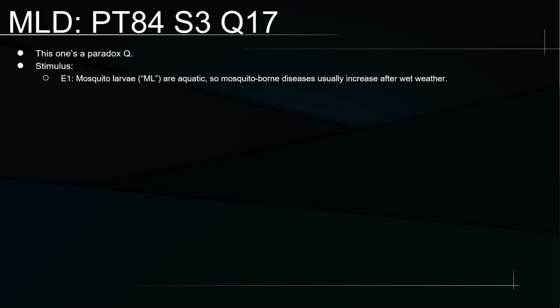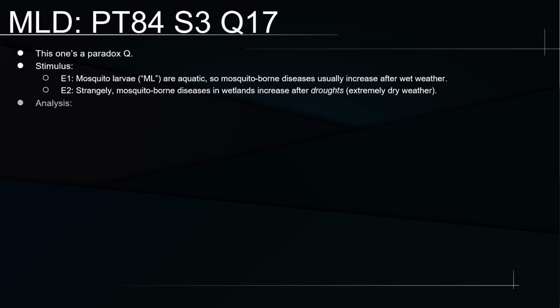So the first element of this stimulus is that mosquito larvae, which I'll just say ML for short, they're aquatic. And so they tell us that as a result of that, mosquito-borne diseases generally increase after wet weather. All right, nothing particularly weird there. Element two, they're telling us, kind of strangely, mosquito-borne diseases in wetlands areas increase after droughts, which is, in case you didn't know, droughts refer to extremely dry weather, dangerously dry weather, in fact. So, what to unpack about this?